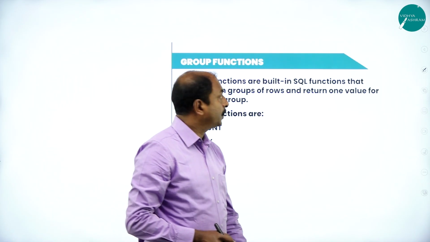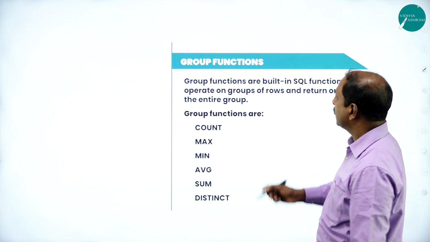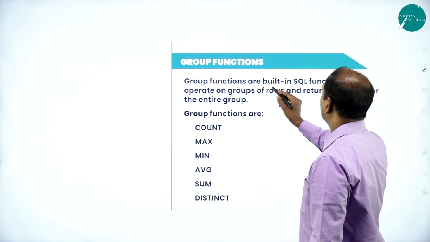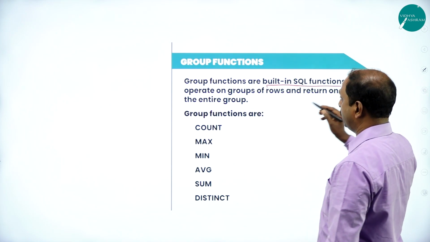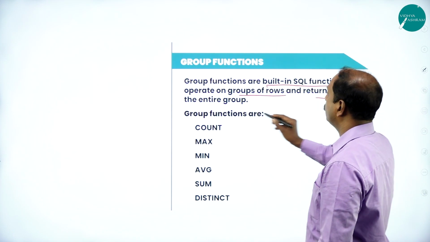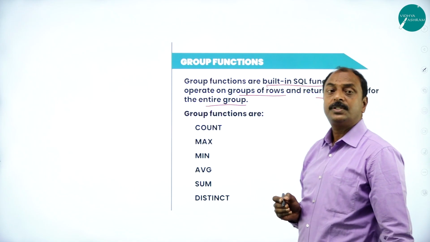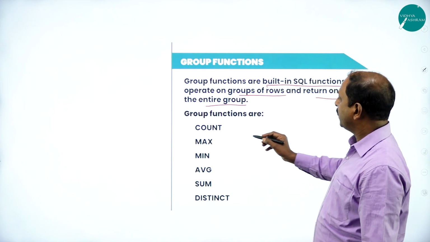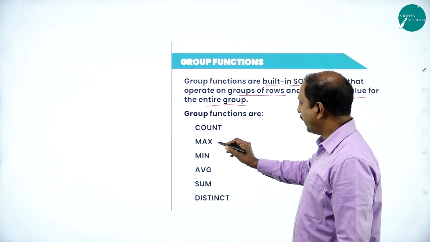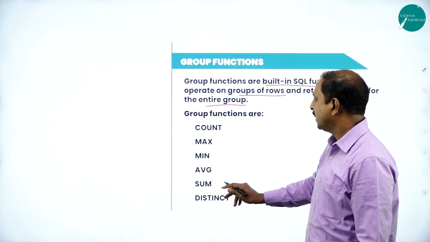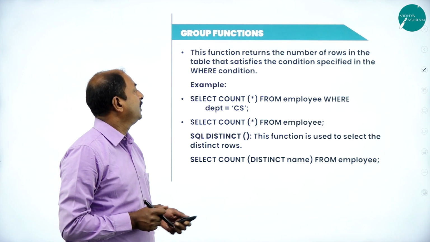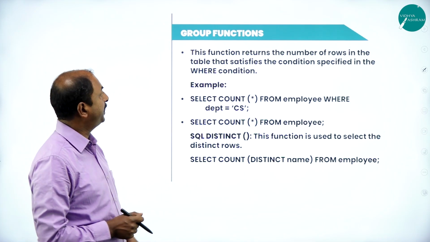Next concept is group functions. So what are group functions? Group functions are built-in SQL functions that operate on groups of rows and return one value for the entire group. Now the following are a few group functions of SQL: COUNT, MAX, MIN, AVG, SUM and DISTINCT. Now let us see the syntax and definition of all these.